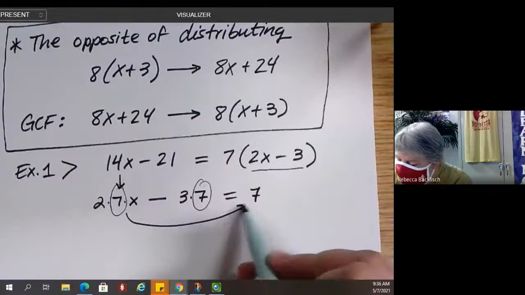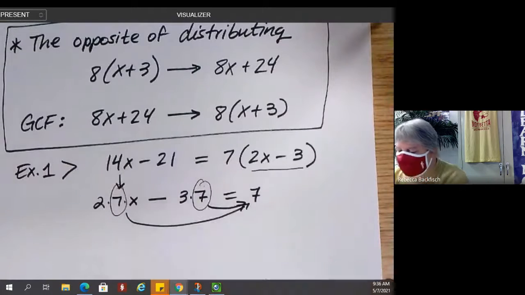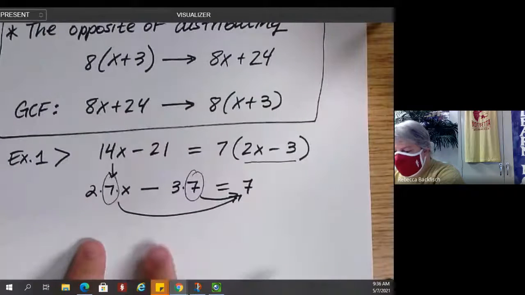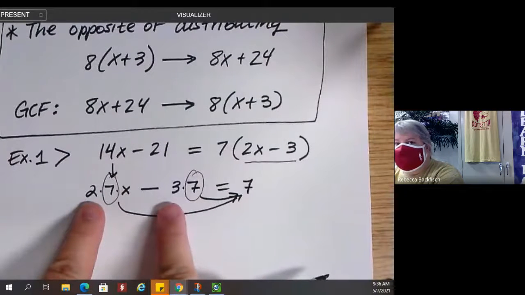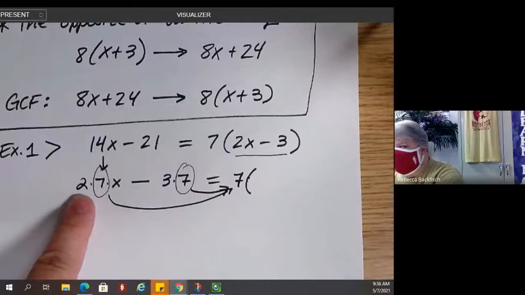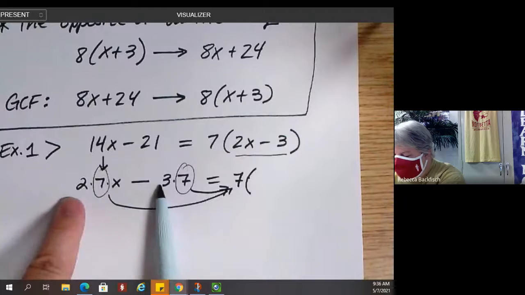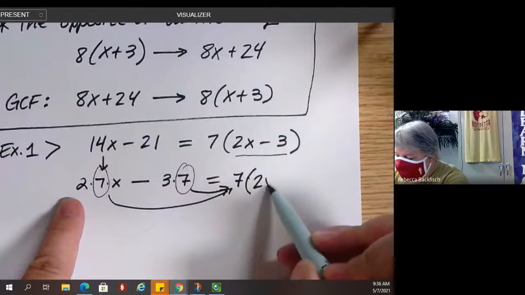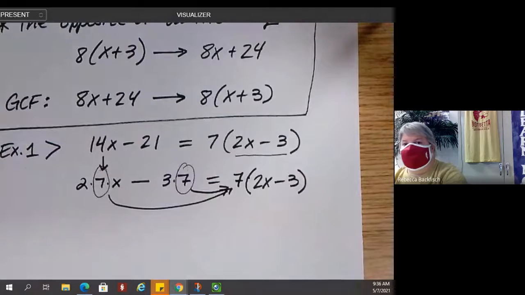And the beautiful thing here is not that part. The beautiful thing is when you do it this way, whatever hasn't been circled is what stays inside. That's whatever's left inside the parentheses. Sometimes that's what people have trouble with, what should be inside the parentheses after you take something out. 2x minus 3. Everything that's left is what goes inside.